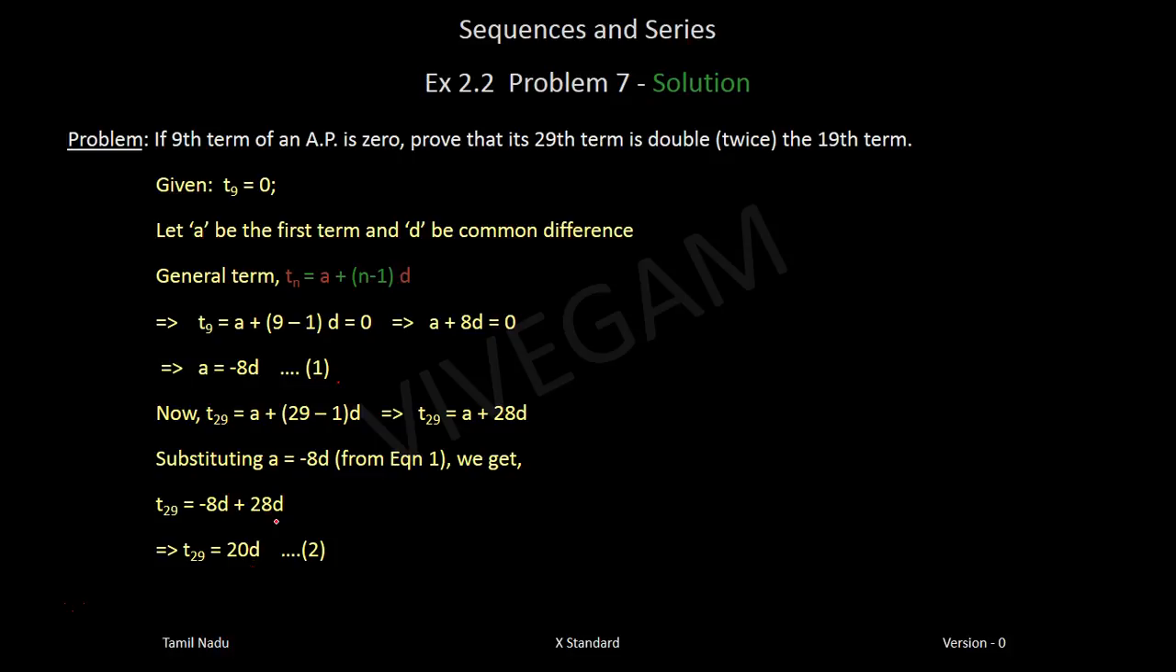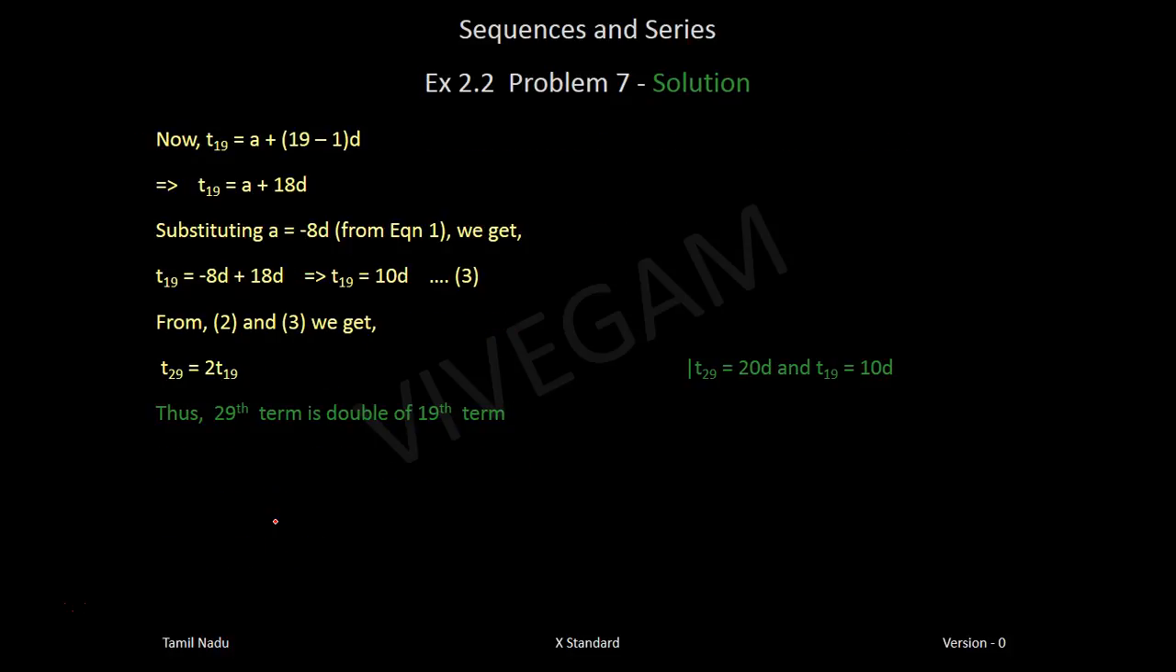Do the same for T19. T19 is A plus 19 minus 1 into D, that is n minus 1 into D. So T19 equals A plus 18D, since 19 minus 1 is 18. Now again substitute A equal to minus 8D, because from equation 1 you know A is equal to minus 8D. So T19 will be minus 8D plus 18D. So T19 will be 10D.